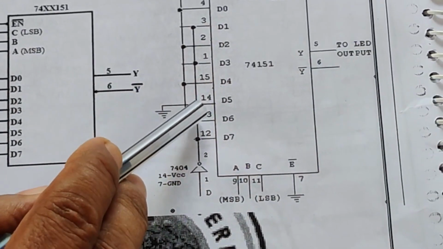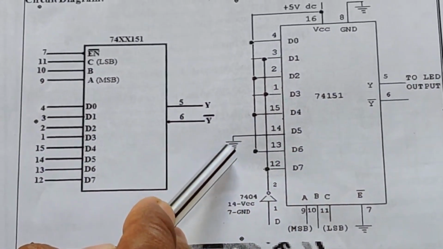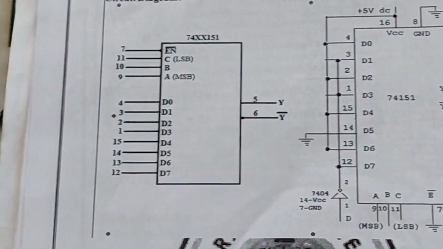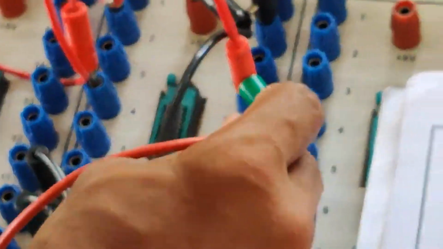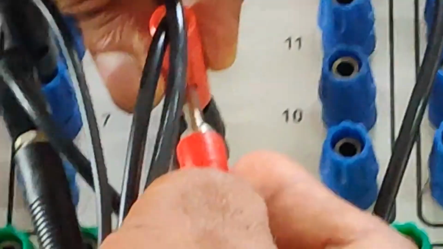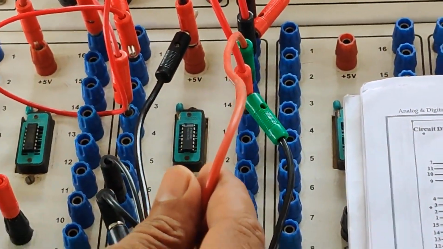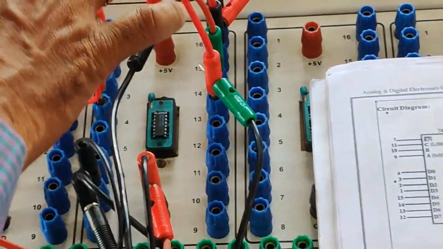Here pin number 14 is D5, it is connected to ground. Let me connect that first, pin number 14. I will connect it to ground. So you can see here, this is the ground connection, and pin number 14 is connected to ground. That means pin number 14 is 0. Rest of the pins are VCC.